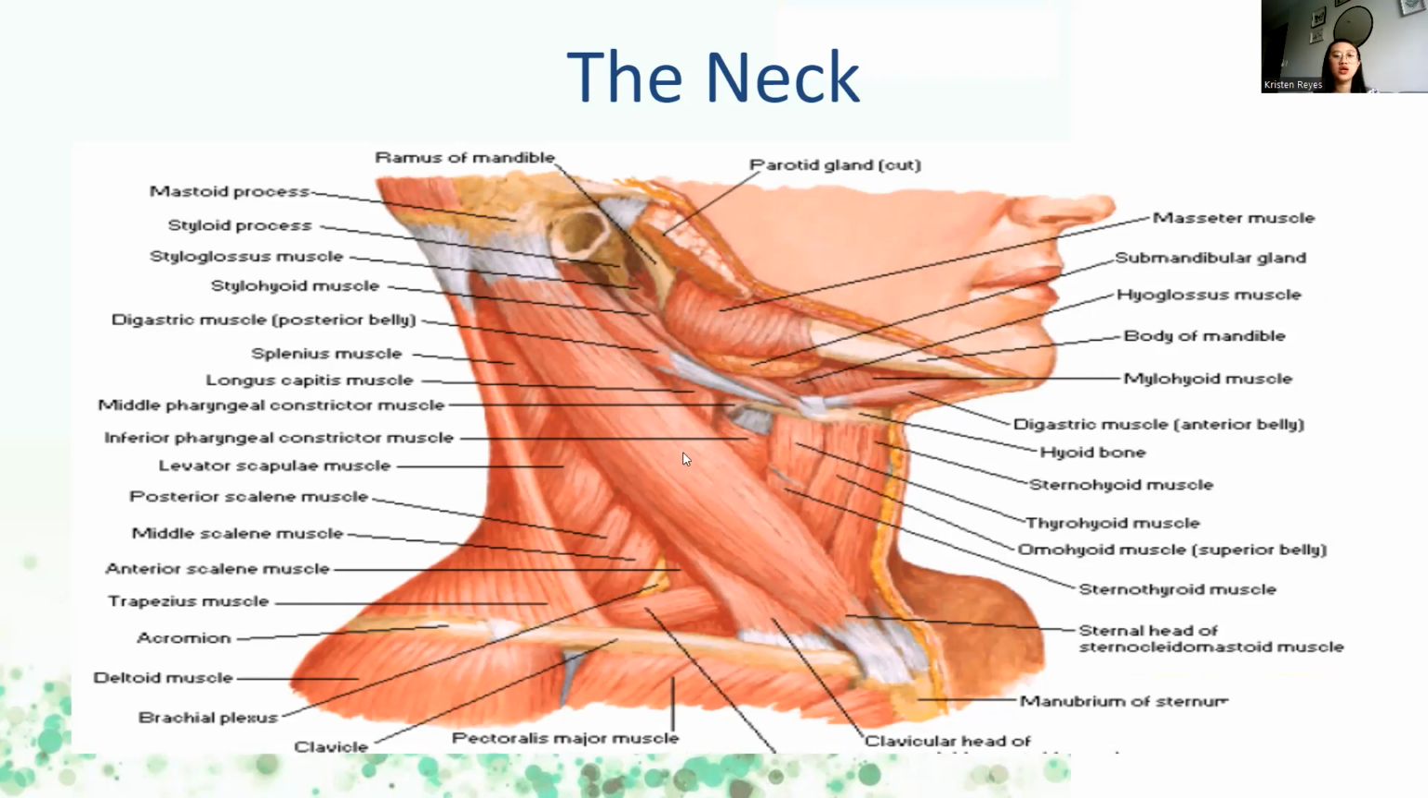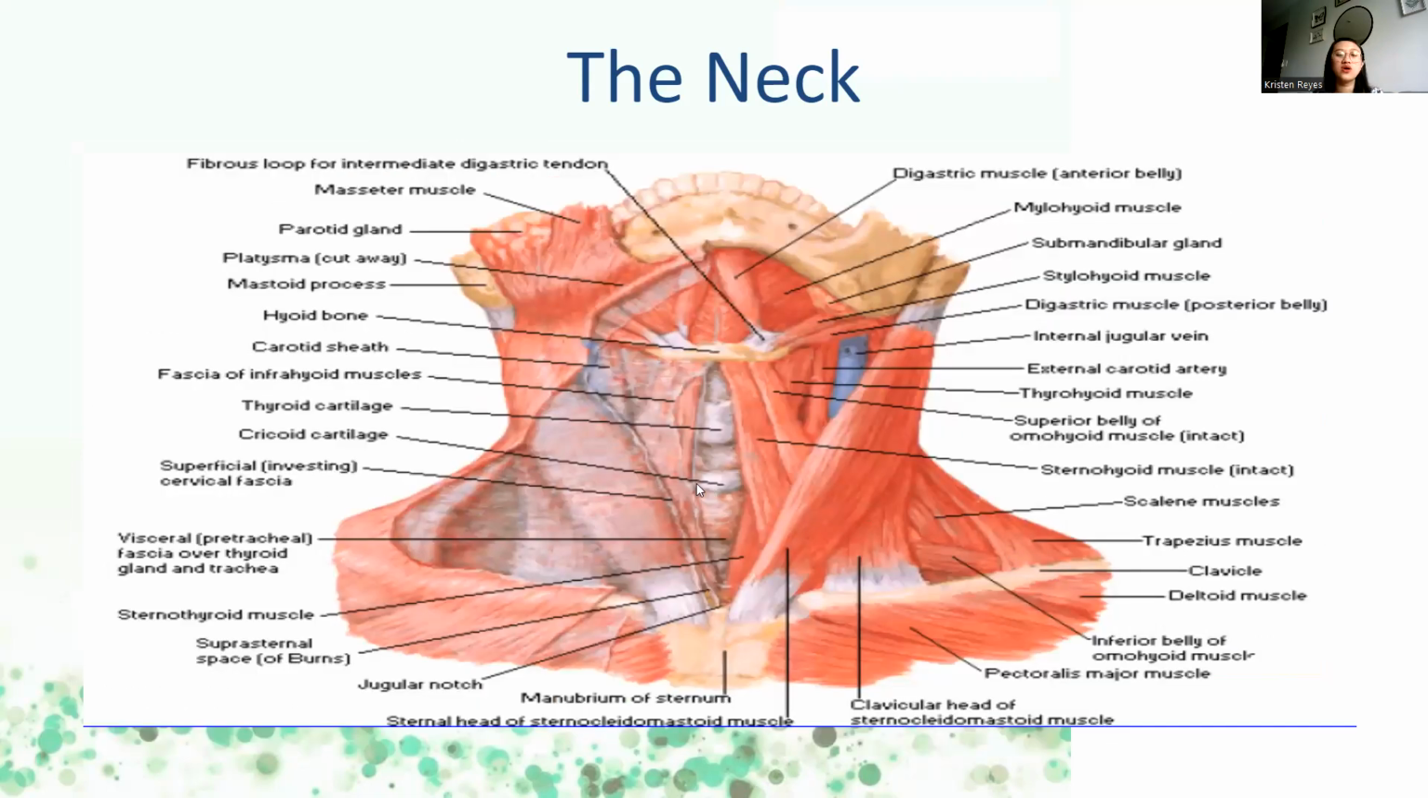Okay, so another important muscle is your trapezius, the triangular muscle at the back of your neck. So that causes your head or your neck to look upward. Okay.